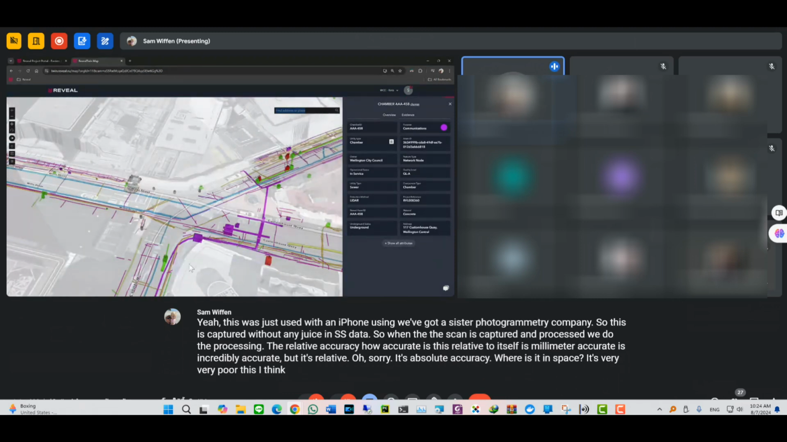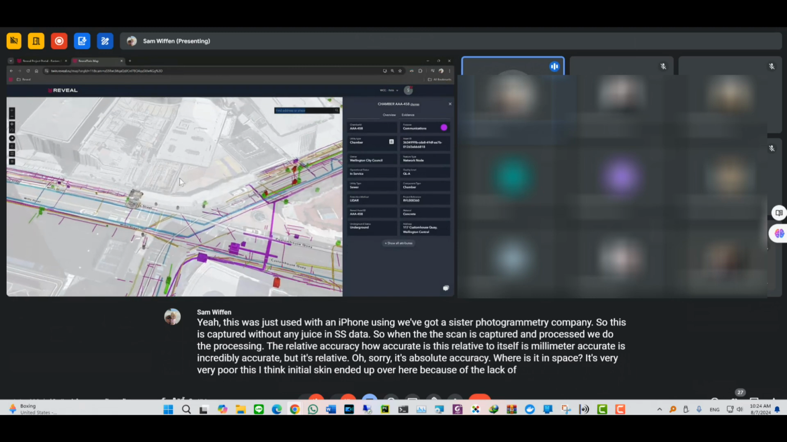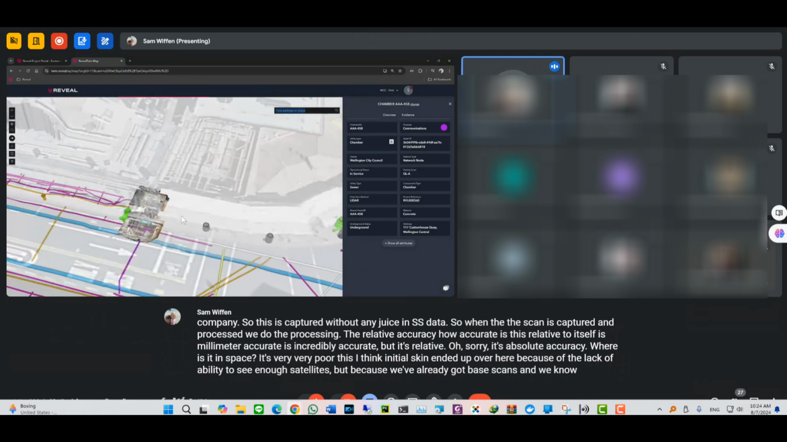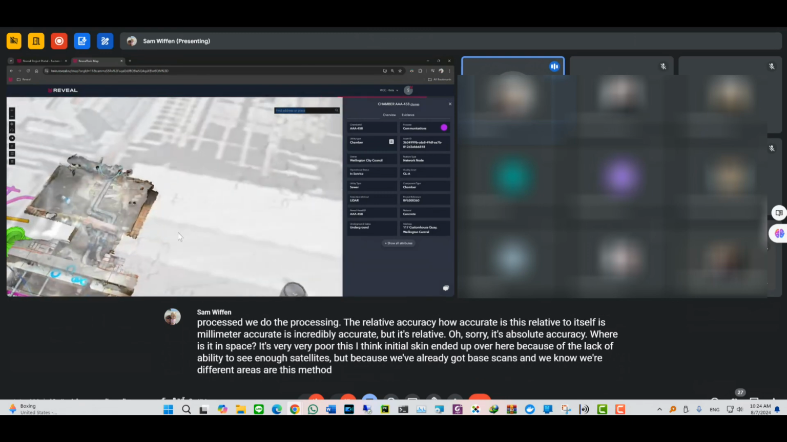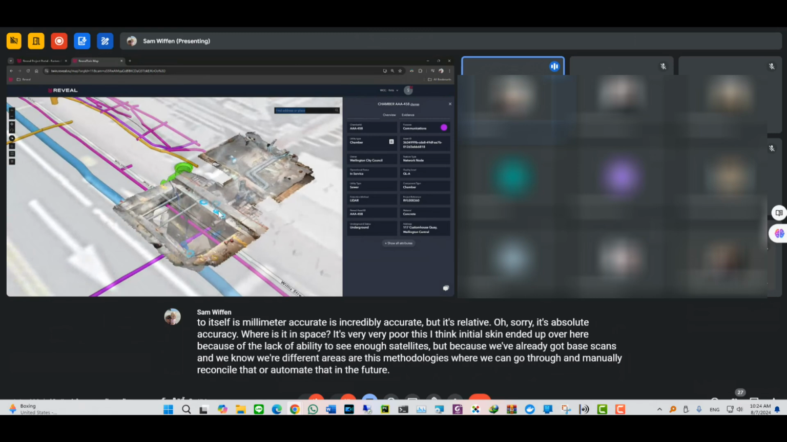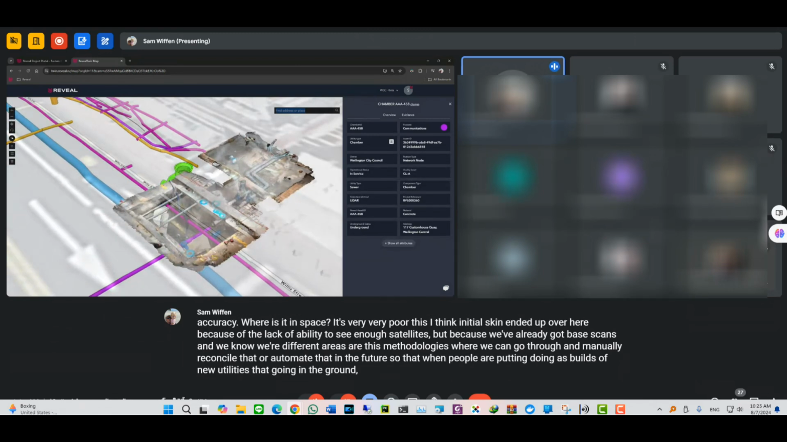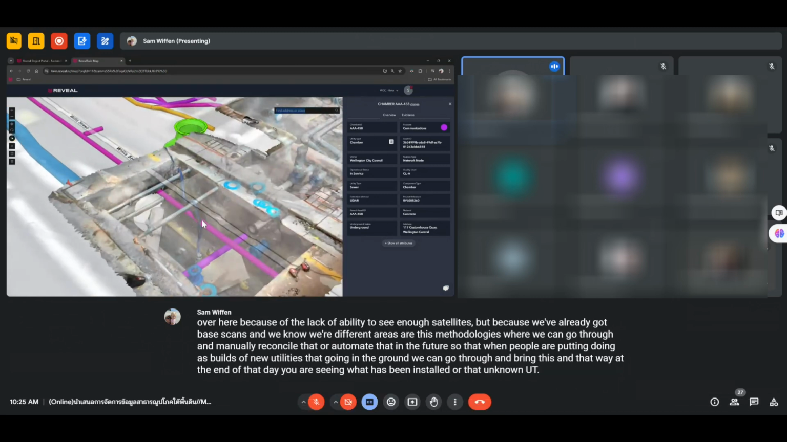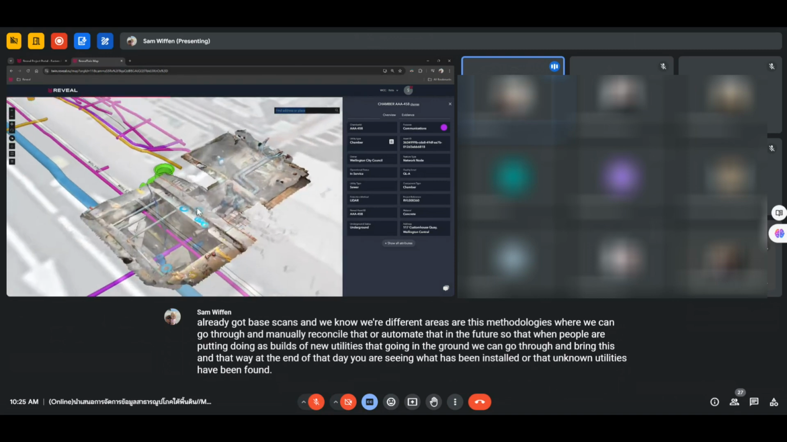This initial scan, I think, ended up over here because of the lack of ability to see enough satellites. But because we've already got base scans and we know where different areas are, there are methodologies where we can go through and manually reconcile that or automate that in the future, so that when people are doing as-builts of new utilities that are going in the ground, we can bring this in. And that way, at the end of that day, you are seeing what has been installed or if other unknown utilities have been found. Does that cover off that question?